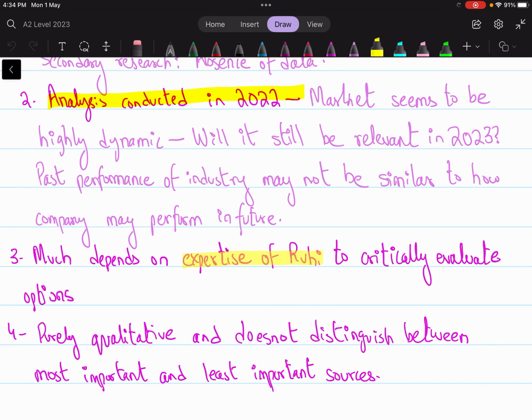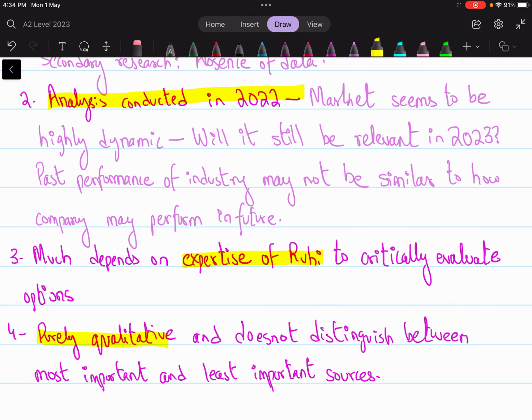Then again, much depends on the expertise of Ruhi to critically evaluate options, because Kareem has now left and she has recently taken charge and made herself the CEO. So the prior experience of Ruhi managing such a business is not known from the case. And then again, even if the analysis was true, much depends on how you use it. If the management is inexperienced, then no matter how good the analysis is, it would still be of limited benefit.